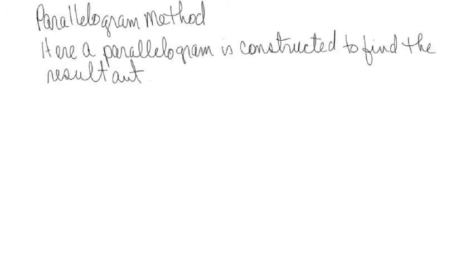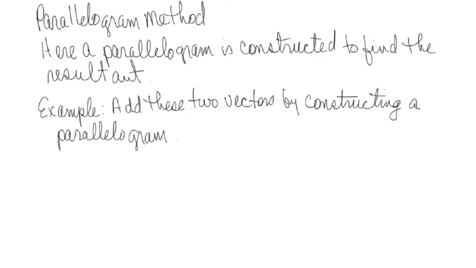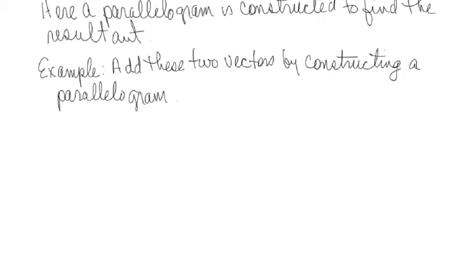Our last method is called the parallelogram method. Now this one's going to be a little different in that we do not place our vectors head to tail when we add them initially. In this particular case, a parallelogram is constructed to find the resultant. Here's a quick example. Add these two vectors by constructing a parallelogram.